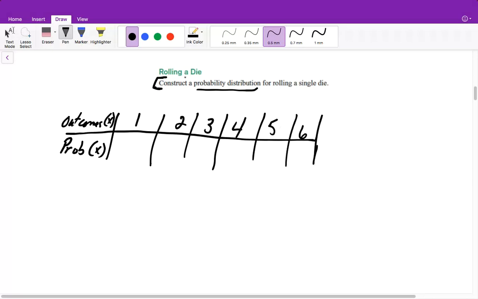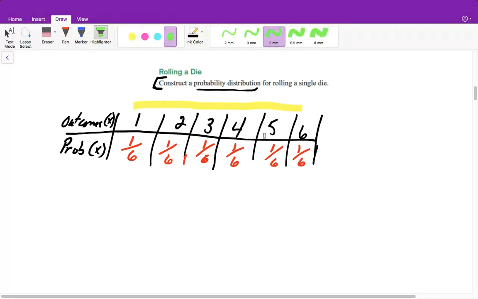When we're coming up with the probability for each one, we need to ask, what are the odds of rolling a 1? Well, we have 6 numbers we can get. So we have a 1 out of 6 chance of rolling a 1, a 1 out of 6 chance of rolling a 2, 1 out of 6 chance of rolling a 3, and so on. So when you're creating this, all you're doing is writing all the possible outcomes and the probability of each outcome.